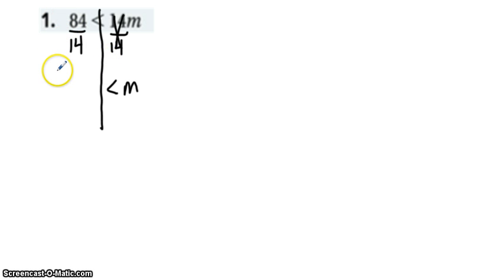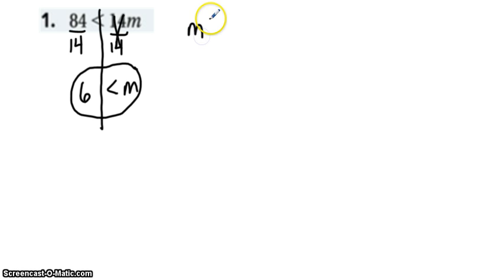And then 84 divided by 14. 84 divided by 14 is 6. Okay, so 6 is less than m. And that's going to be the solution to my inequality. But in order for me to write this on a number line, I'm going to switch places. I'm going to rewrite my solution as m is greater than 6.